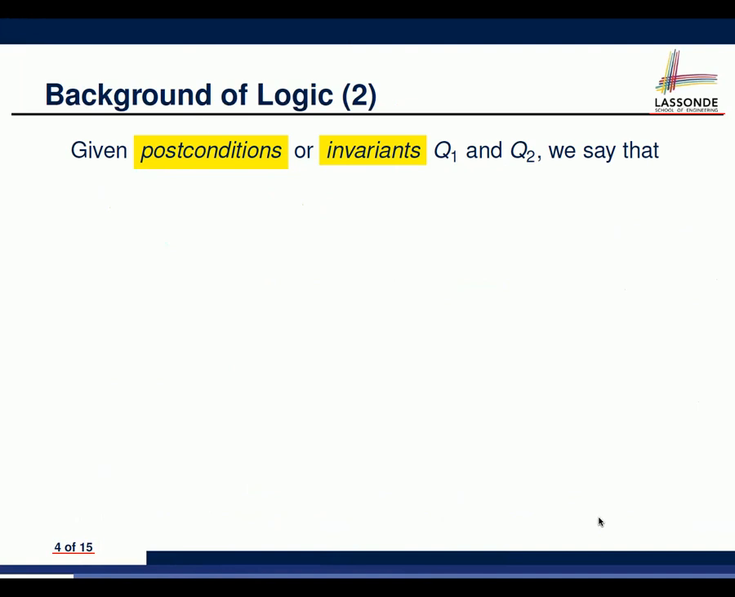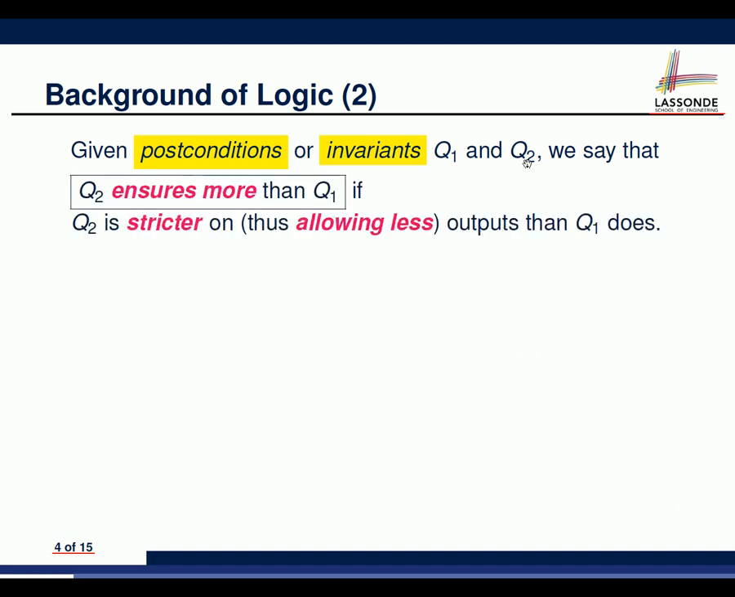Now, let's talk about postcondition invariance. They are actually the same thing. Remember we said invariance is basically like the postcondition for every feature. So let's talk about postcondition only. Let's say we got two postconditions, Q1 and Q2. This is what we want to say. We say Q2, the second postcondition, ensures more than Q1.